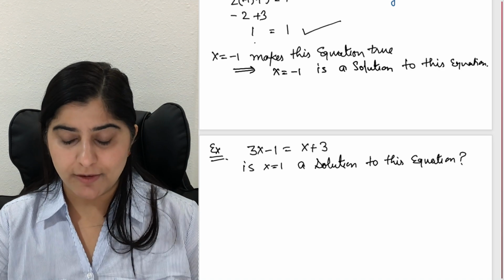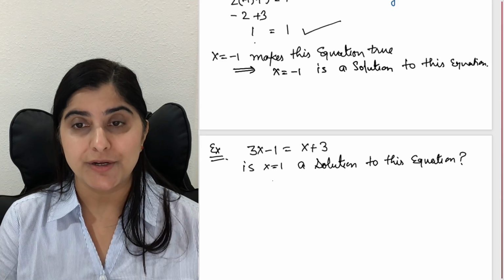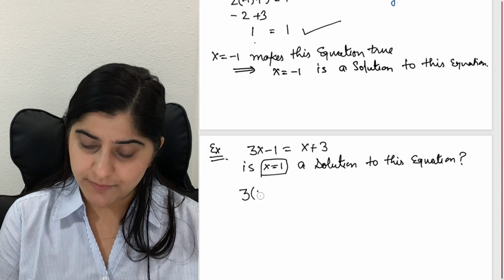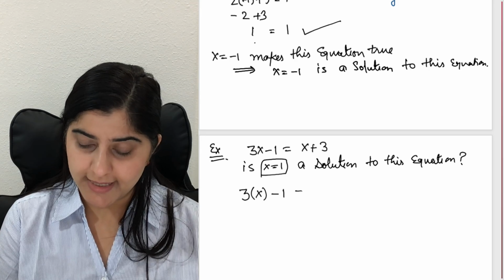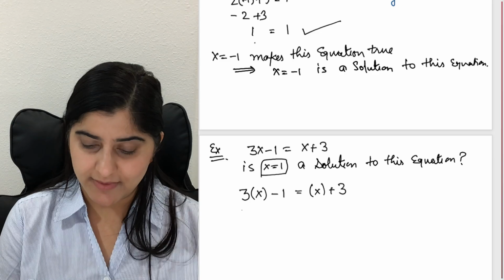So again, we will follow the same rules. We will see if this x value makes this equation true or not. We will plug this value into the equation. So first we put parentheses around all x values, and then we will substitute this x value here.